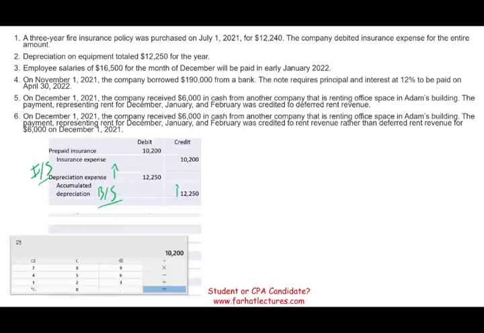Remember, accumulated depreciation is a contra asset account. It goes on the balance sheet. So make sure you know this by heart. I mean, if you get a depreciation entry on your exam, whether it's the CPA or your classroom, make sure you memorize it. Depreciation expense is a debit. It's an expense on the income statement. Accumulated depreciation is a contra asset, reduces the asset that is depreciating, whatever that asset is. Make sure you know that.